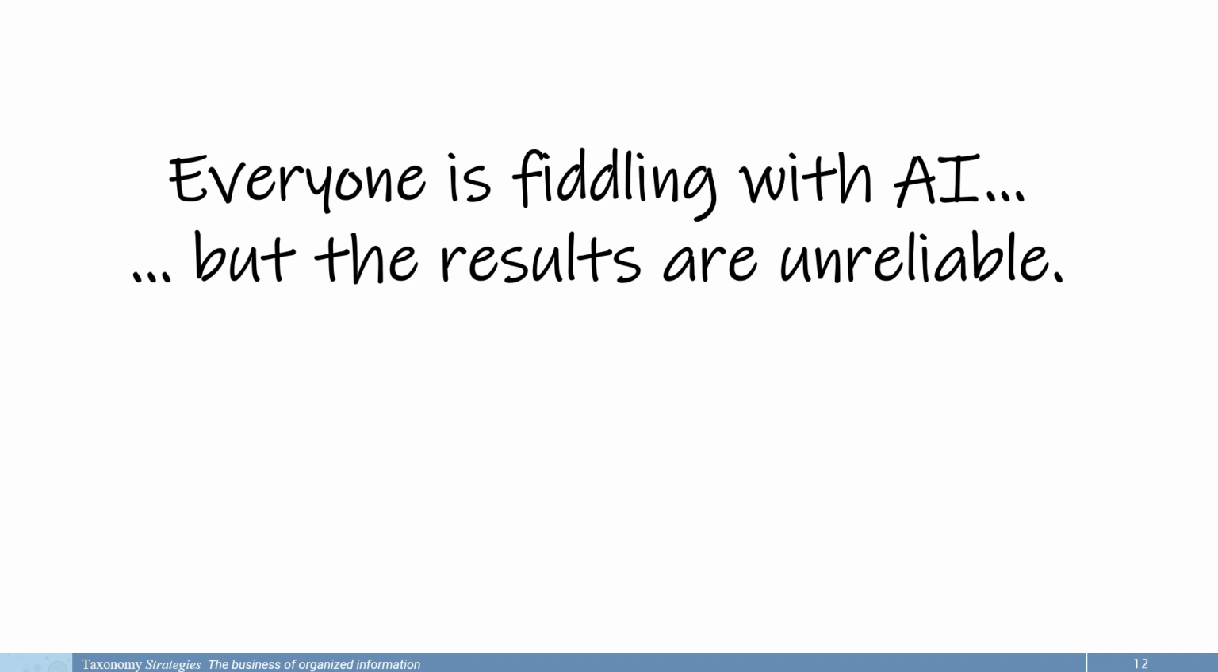So now that we've provided an outline of the concept schemes and the types of vocabularies, let's turn to look at how these relate to the current ecosystem of large language models and other sorts of automation. The good news about artificial intelligence, or AI, is that everyone is fiddling with it. The bad news is that the results are unreliable.